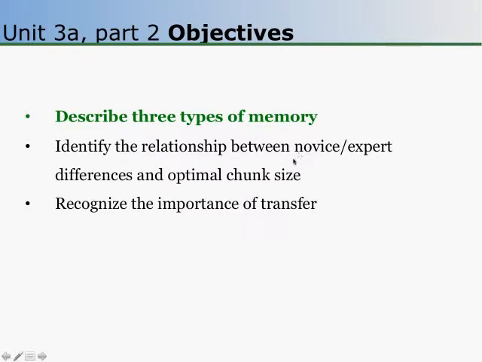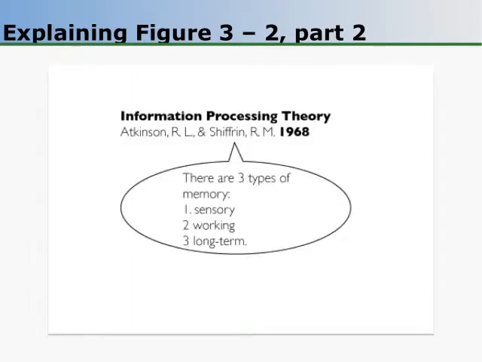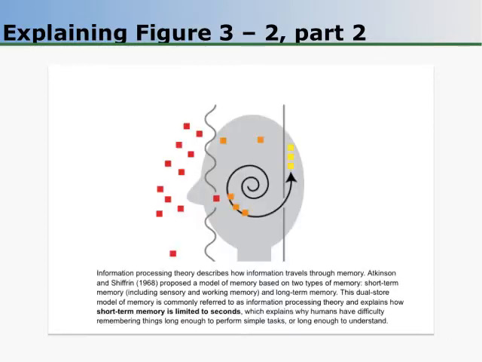Unit 3A, Part 2. We'll look at describing three types of memory, identifying the relationship between novice-expert differences in optimal chunk size, and we'll recognize the importance of transfer. Let's go back to Figure 3.2, Row 2. This is the row that explains information processing theory. Information processing theory describes how information travels through memory.